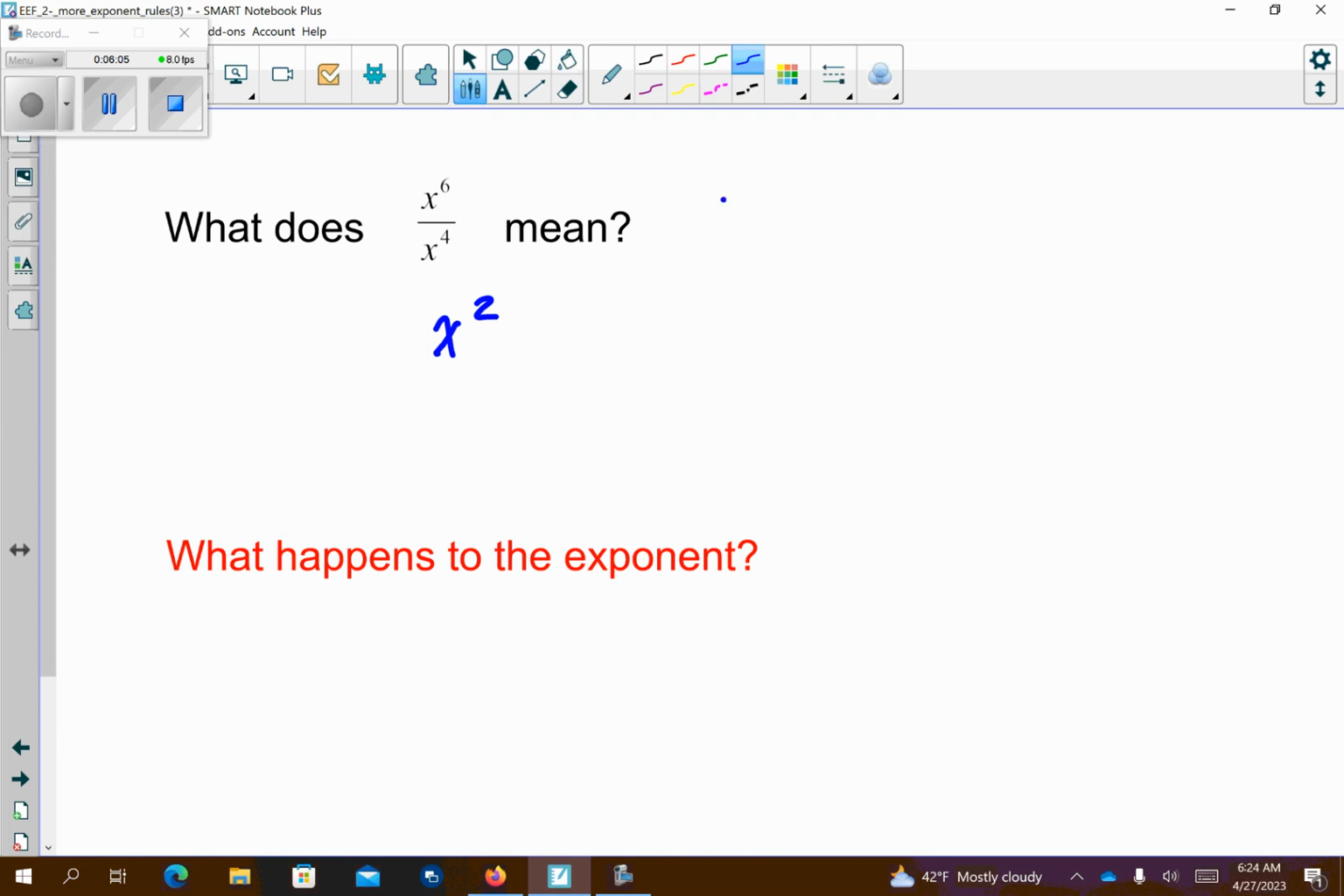So also think of another way. This is one way to think about it. I got 6 on top, I got 4 on bottom, and then just start canceling top and bottom. Then I'm left with x times x, which is x squared.